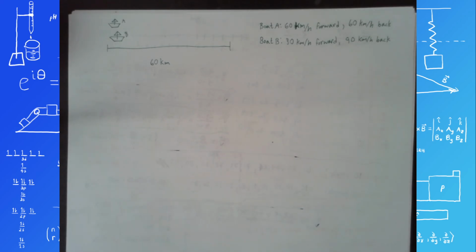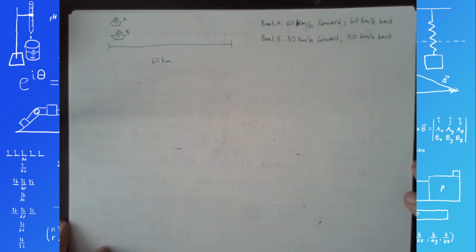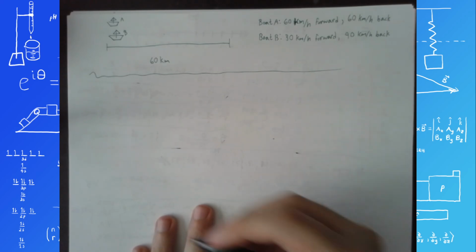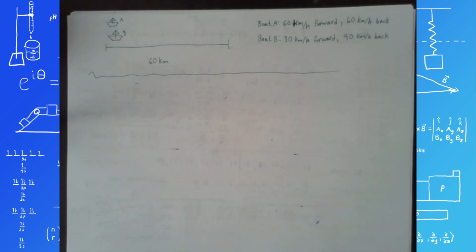Part A, which boat wins and by how much? Or is it a tie? And then part B, what is the average velocity of the winning boat? Part B, if you're paying close attention, you should be able to answer right away. What is the average velocity of the winning boat?